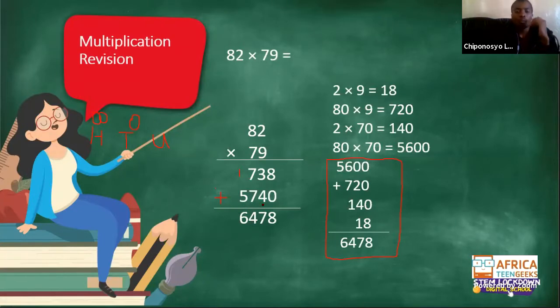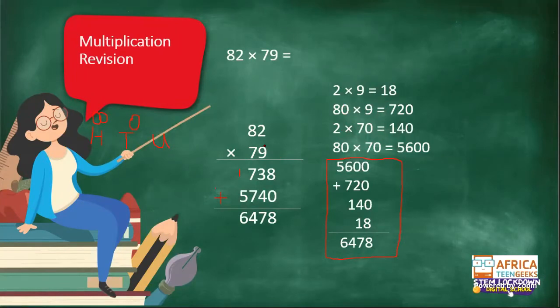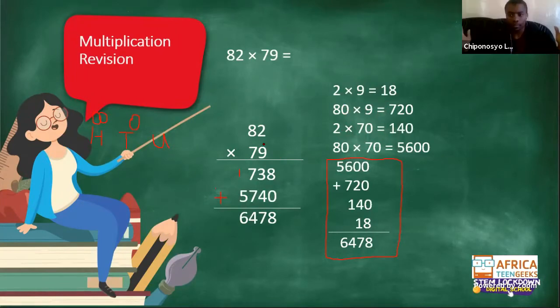Now, if we see why we have the placeholder, the placeholder makes sure that we have 5,740. We add them together, we get 6,478. We come here. Why did I write this out? This is just this expanded. So when I was saying 9 times 2 is 18, I wrote the 18. Then now I say 9 times 80.